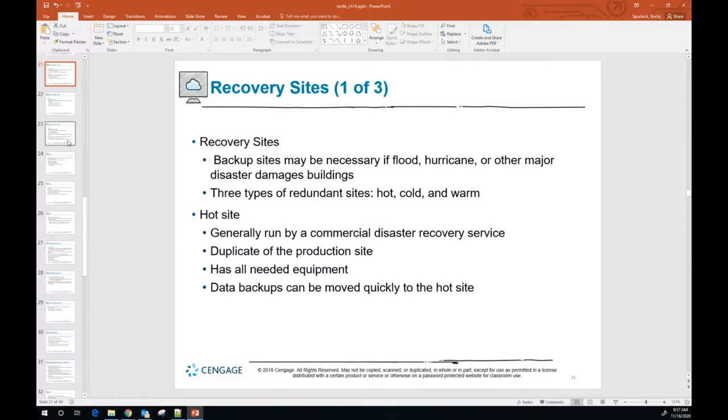The three we're going to talk about: hot. This is generally going to be run by a commercial disaster recovery service. What this does is duplicate the production site. It has all of the needed equipment, and the data backups can be moved quickly to the hot site. This is the one that's going to get you up and running the fastest.